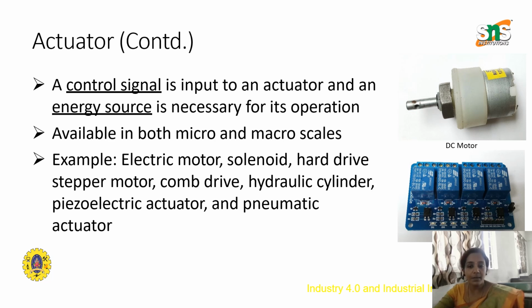A control signal is input to an actuator and an energy source is necessary for its operation, available in both micro and macro scales. So when the movement is little, we can go for micro scales. When I want a little bit faster movement, then I can go with macro scale movement. Say for example, the electric motor, solenoids, hard drives, stepper motors, comb drives, hydraulic cylinders, piezoelectric actuators, and pneumatic actuators. So, an actuator is nothing but a device which facilitates the movement or locomotion of a device.